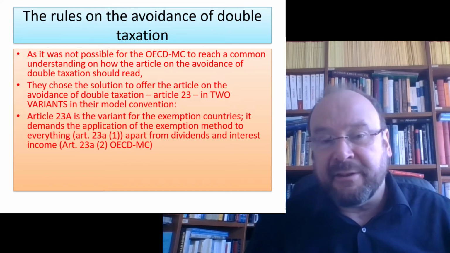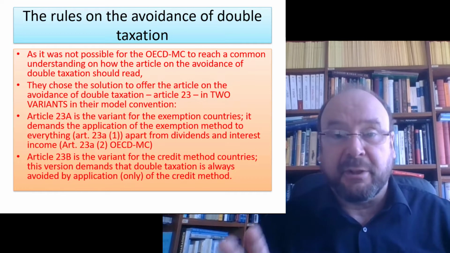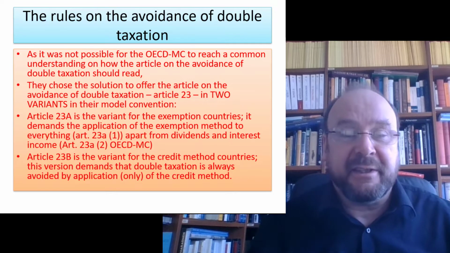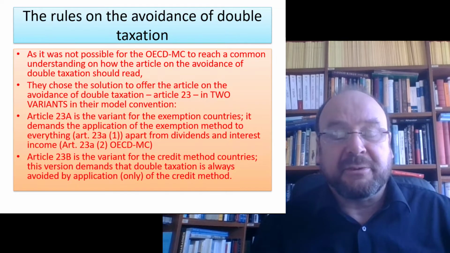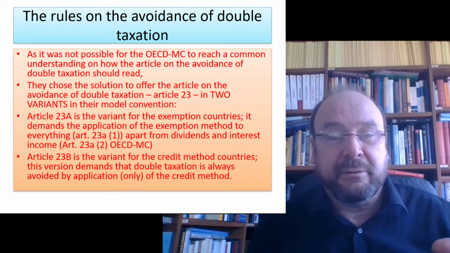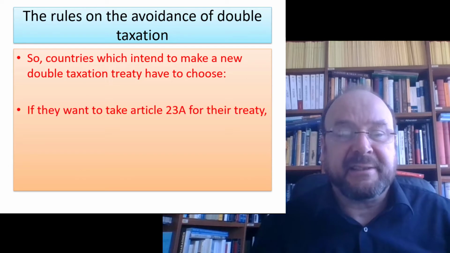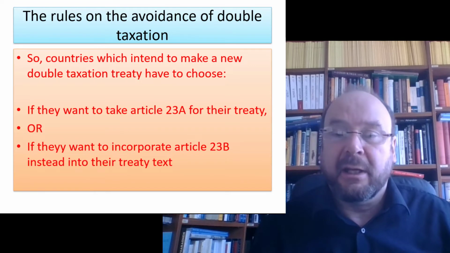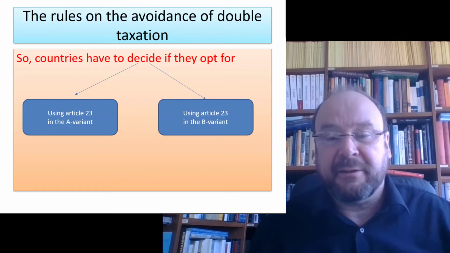Whereas the second variant, the B variant, was proposed for the credit method countries. The B variant says credit method is applied everywhere, at all times, under all circumstances. It does not even mention the existence of the exemption method. So now the states involved can just choose which of the two variants they can implant into their particular treaty. So the states have to choose if they want to take the A variant for the treaty or the B variant. And that means they have to opt for using the A variant or the B variant.